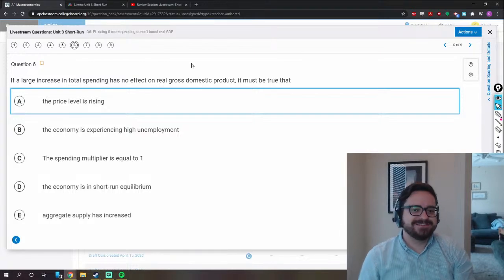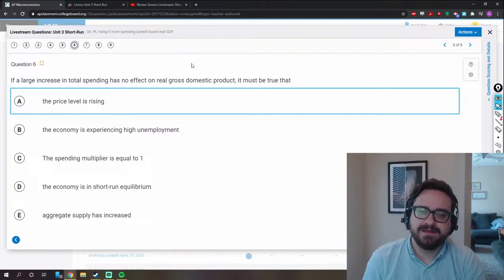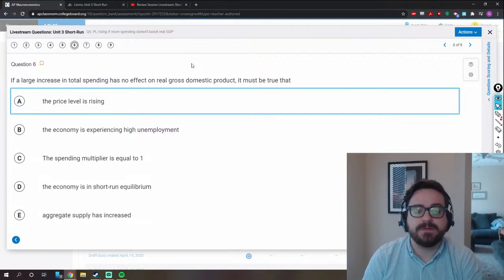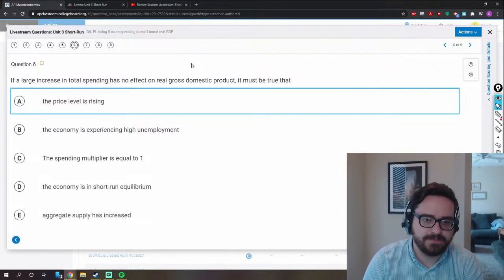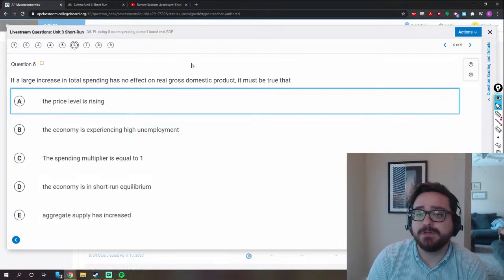Oh, it's inflation. Remember that real GDP corrects for inflation. That's the big thing. If we're spending more, nominal GDP would be going up, like your basic GDP would be going up. But the real GDP, the one that takes into account inflation, would only go up if we're actually producing more. If we're spending more, that might not mean we're producing more.